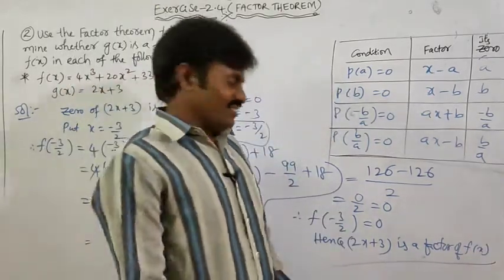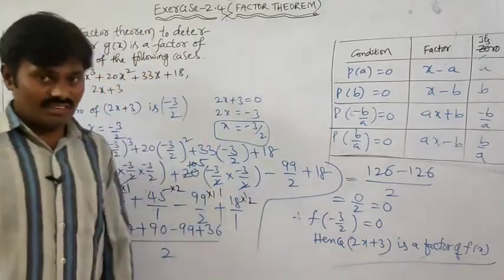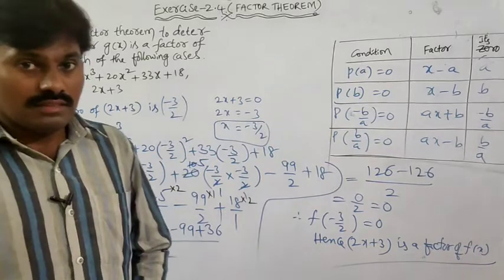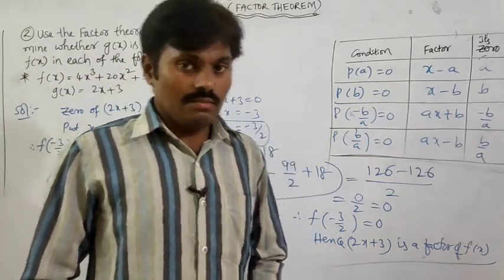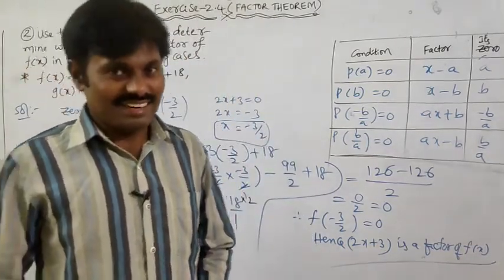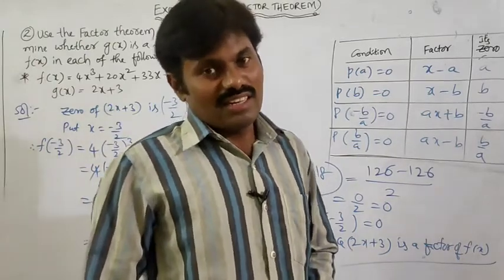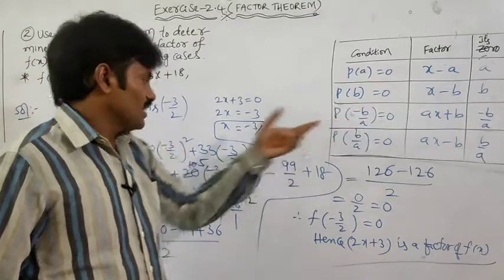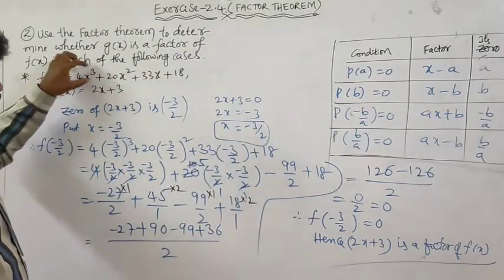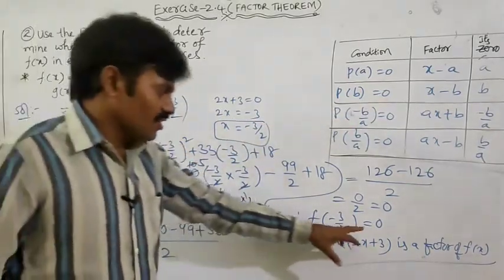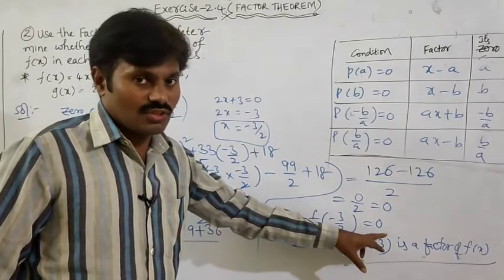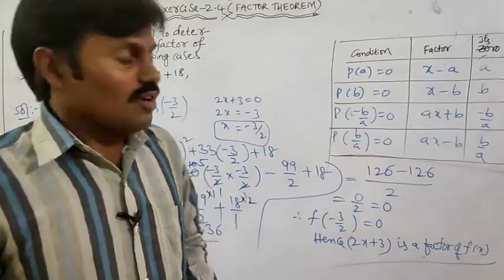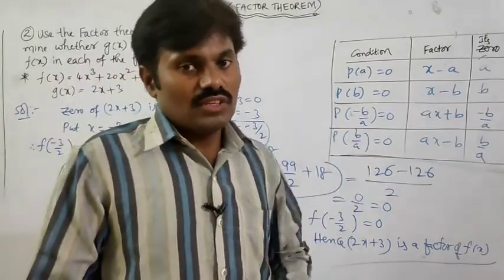Is it easy or not? So like this you have to check whether the given linear polynomial is a factor of the given polynomial or not. Is it clear? So these are very easy, my dear children. We have to substitute the zeros of the given divisors in the polynomial. If you get the value of simplification 0, then it is a factor, or else it is not a factor. So like this you have to solve problems related to the factor theorem.